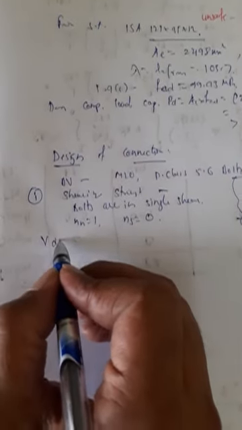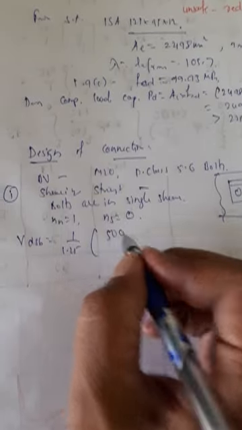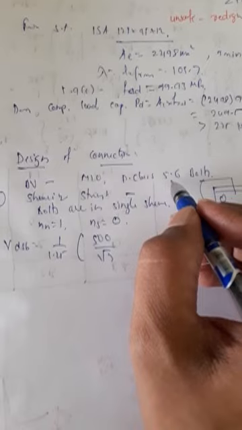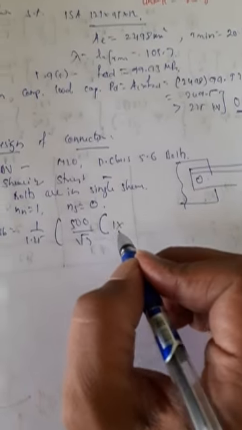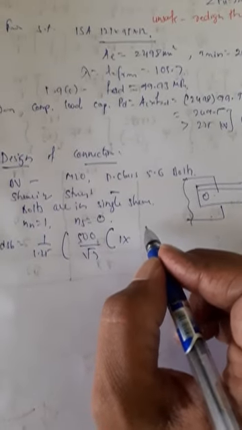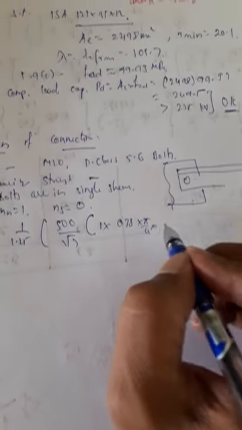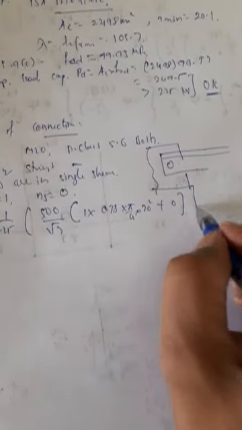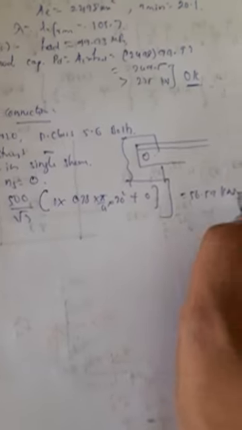Design shearing strength VDSB is 1 upon 1.25 into VNSB. VNSB is FU by root 3. So 500 by root 3. This FU value you have taken for 5.6 property class, into number of shear planes NN as 1, into cross sectional area. For threaded portion, cross sectional area is 0.78 pi by 4 into dia square, plus 0 for NS. So solving this you get 56.59 kilonewtons.